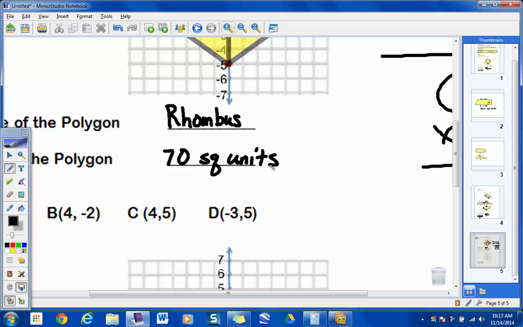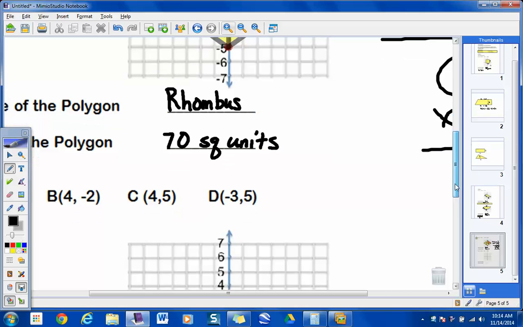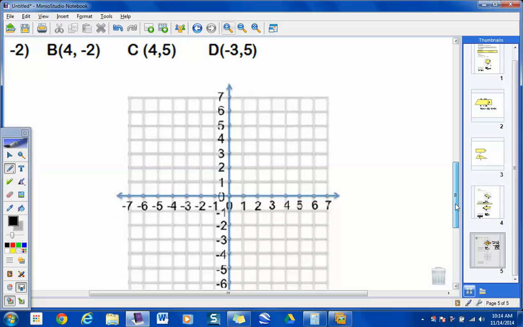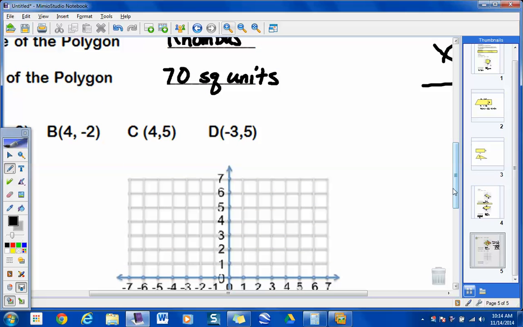All right, I tell you what. In the last 10 minutes or so, I want you to try this last one on your own. Get it plotted, get it named, and try to find an area. When you've got an area that you think is correct, check with a neighbor around you. See what you come up with.